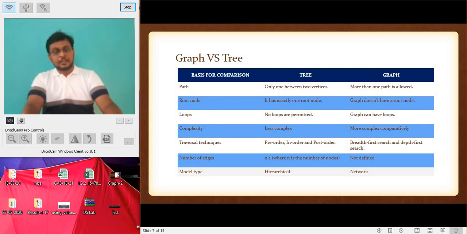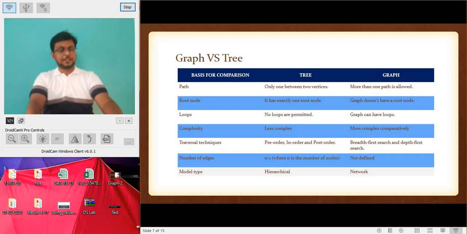Then another thing is the model type. In the case of a tree, it follows a hierarchical model. In the case of a graph, it follows a network model. You may have studied these hierarchical and network models in your database management, DBMS classes. The difference is that the hierarchical model follows one-to-one or one-to-many. That means one parent with a single child or more than one child. So a one-to-one or one-to-many relationship will be there in a hierarchical model.